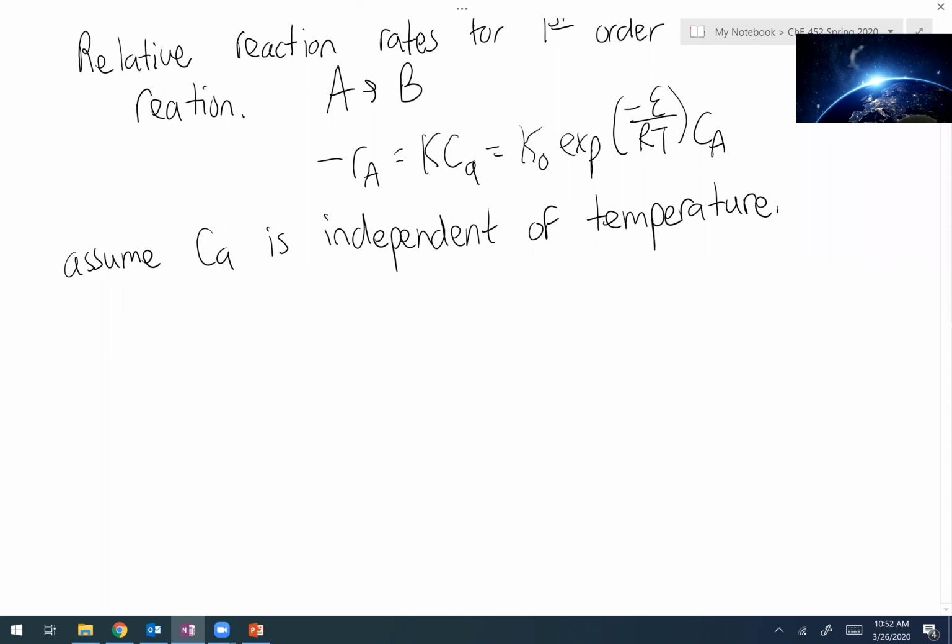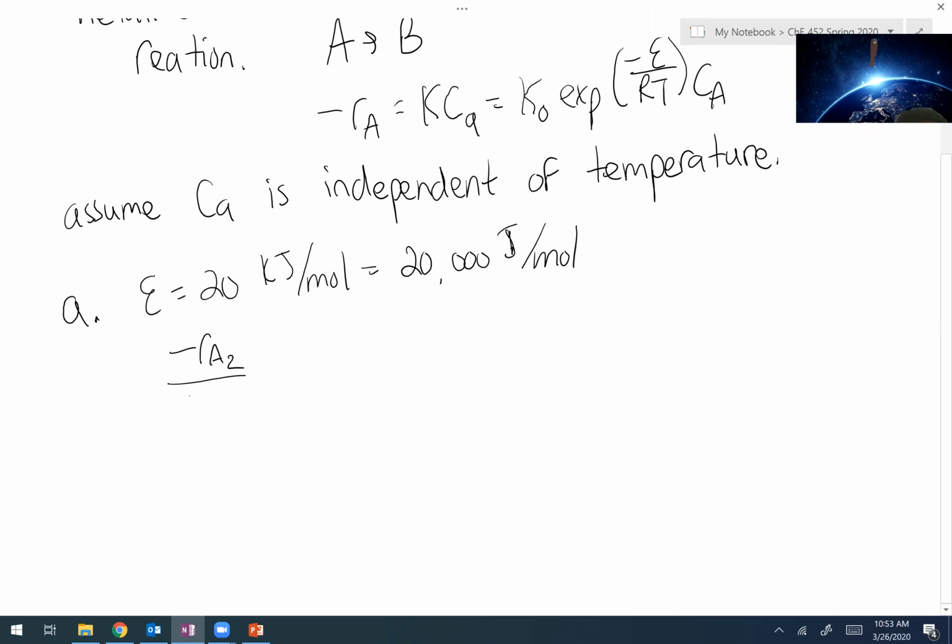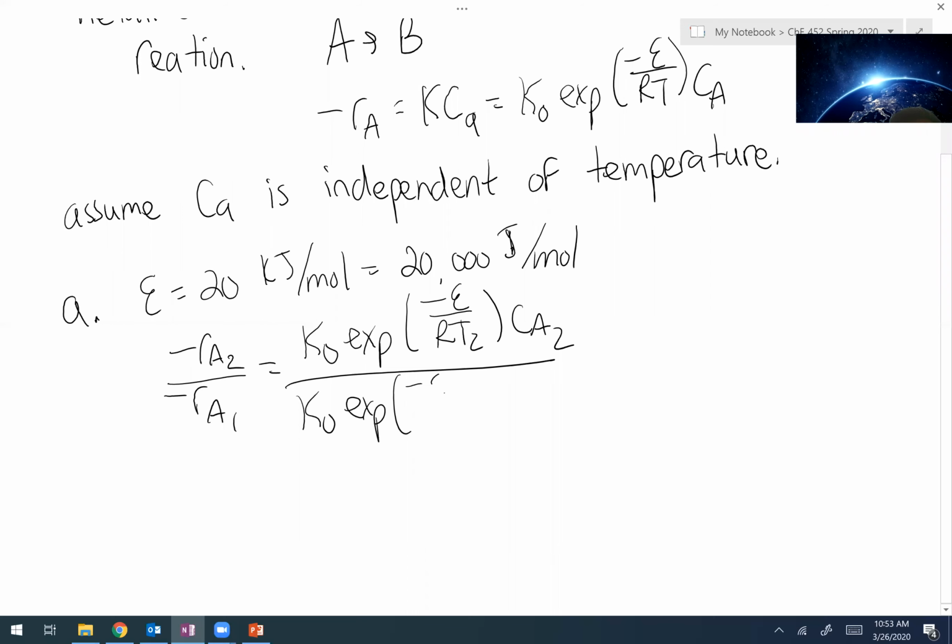The first case we're going to look at is when our activation energy is 20 kilojoules per mole, or 20,000 joules per mole. If I use base case ratios, my relative reaction rate is equal to K naught, the exponential of negative E over RT2, times CA2, over K naught times the exponential of negative E over RT1, times CA1. For now, I'm going to ignore the concentrations. We'll look at that in a second. The pre-exponential factor isn't influenced by our temperature change, where T2 is 350 degrees Celsius and T1 is 320 degrees Celsius.